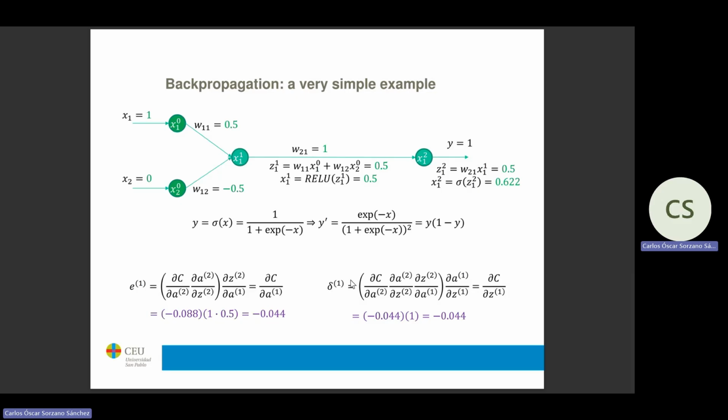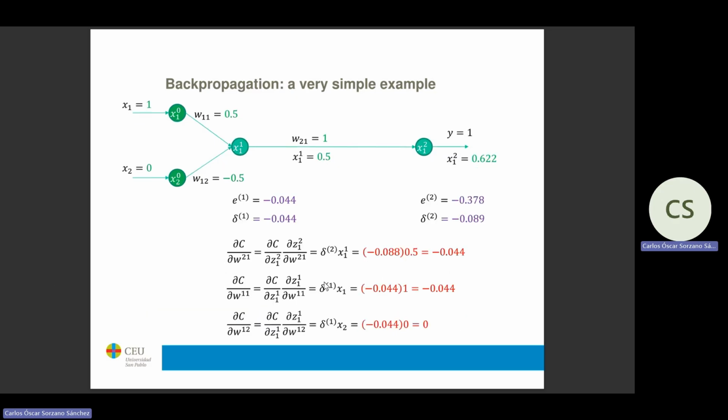Okay, delta 1. So delta 1 will be this one, but this one was E1. So all this is E1, we have already calculated. And now the derivative of the activation here with respect to the combination. It is ReLU. And ReLU is identity. So it will be just 1. That is the input. Very good. So then now we have E1 and delta 1. So let's collect them there.